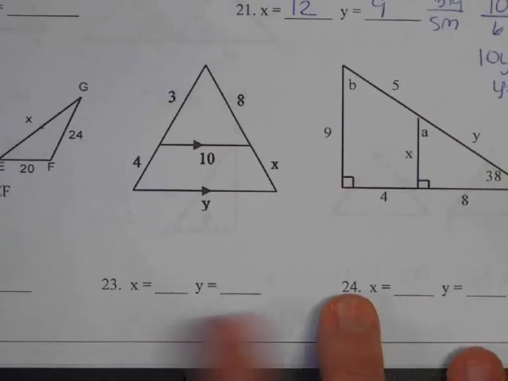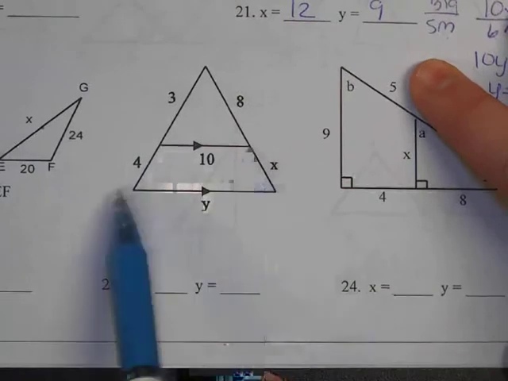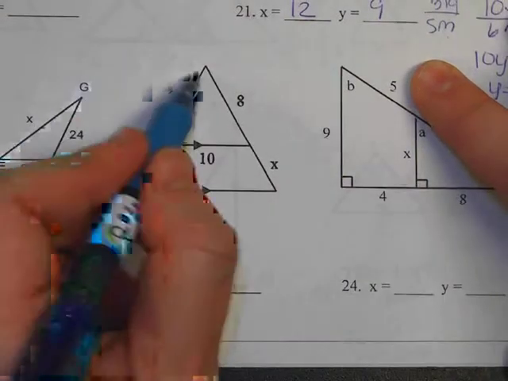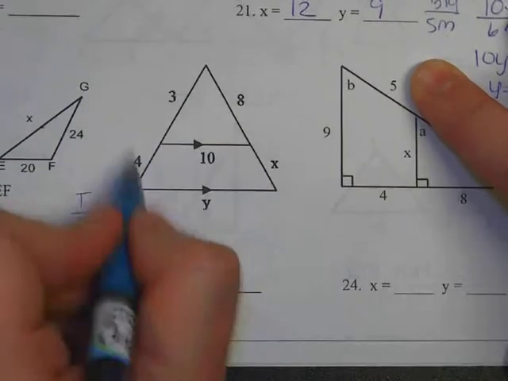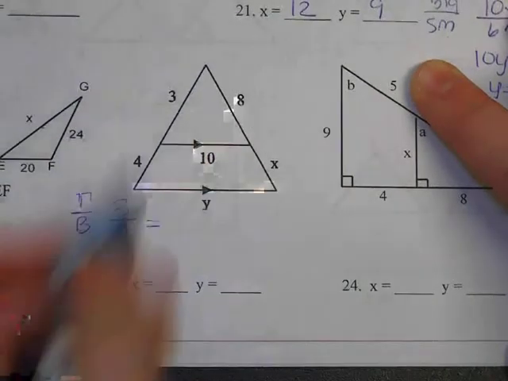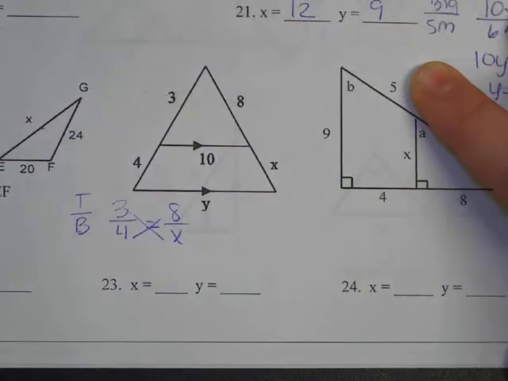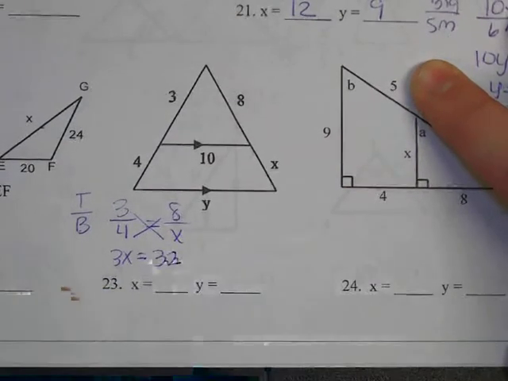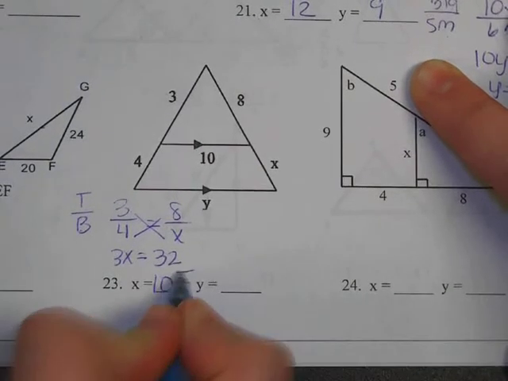All right, number 23 is another similar triangles problem. The first thing I notice is that my sides are parallel, so I know that my sides are split proportionally. So I can do top over bottom to find x. The left side, top over bottom, would be 3 over 4 equals the right side, top over bottom, which would be 8 over x. So when I cross multiply this, I'm going to get 3x equals 32. And when I divide by 3 on both sides, we end up getting 10.6 repeating.